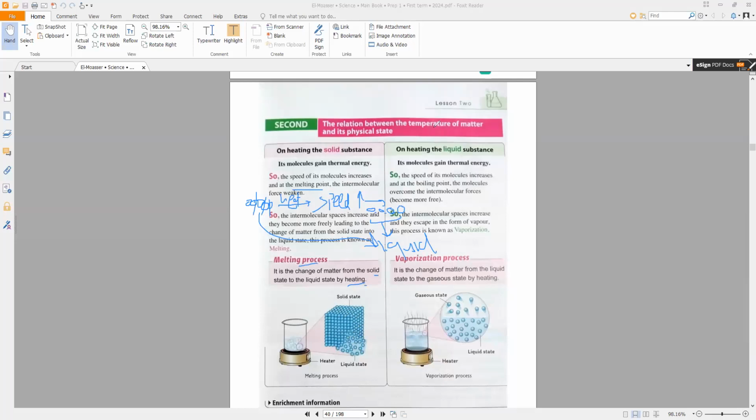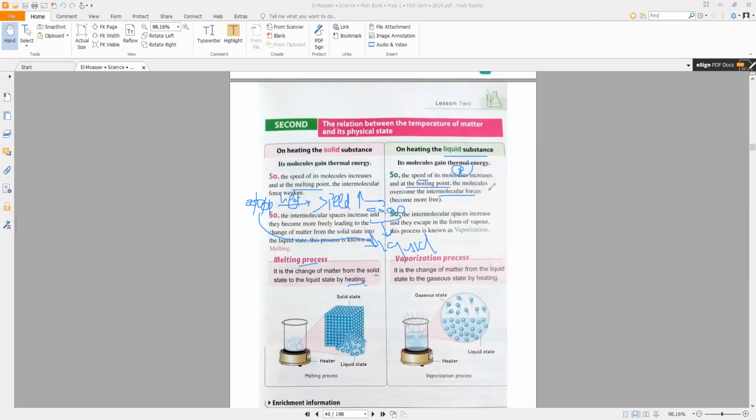Let's apply the relation between the temperature of matter and its physical state on liquid substance. When the liquid molecules gain thermal energy, what will happen? Number one, the speed will increase, and at the point called the boiling point, the molecules overcome the intermolecular forces.